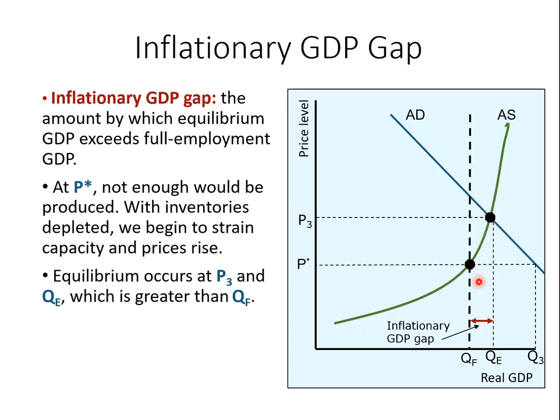This is perfect. However, we have the inflationary GDP gap. You can see our price level increases from P star to P3. That's a great increase. So this is the inflationary GDP gap. This is the end of this chapter, and hopefully you will enjoy the lecture, and good luck with your homework.